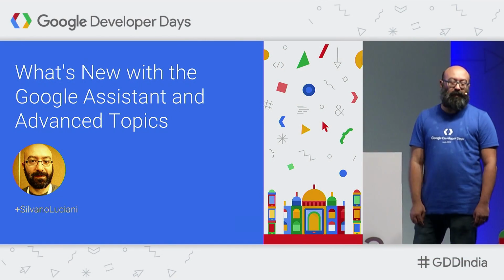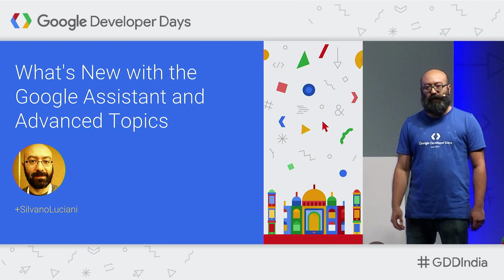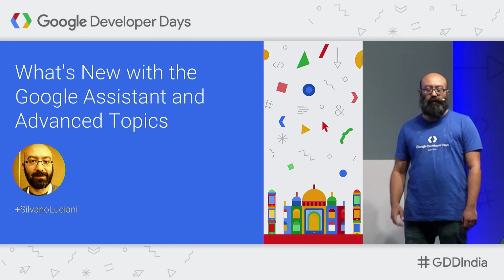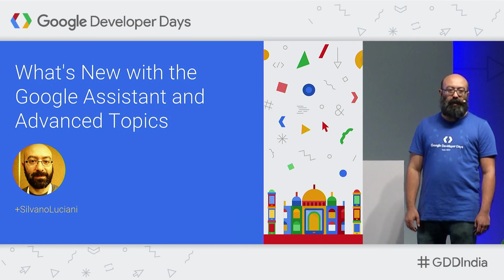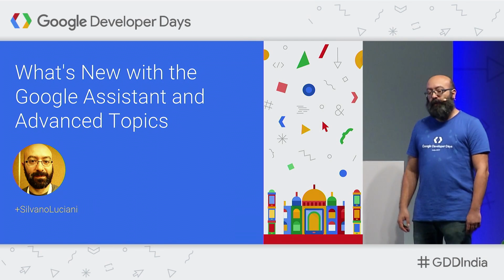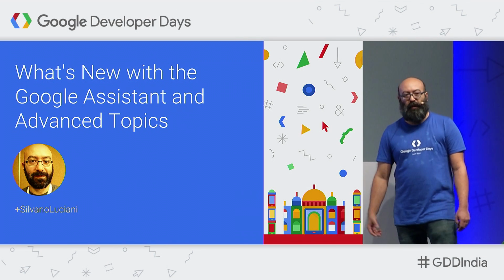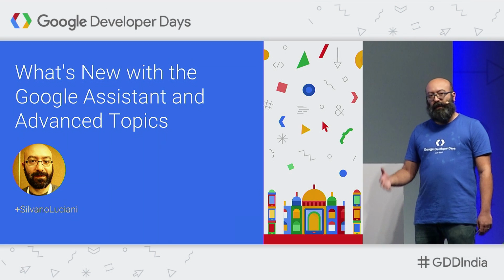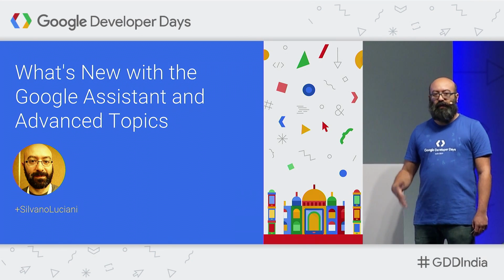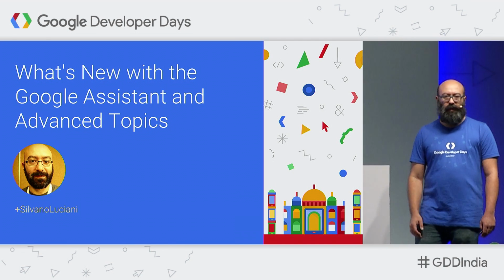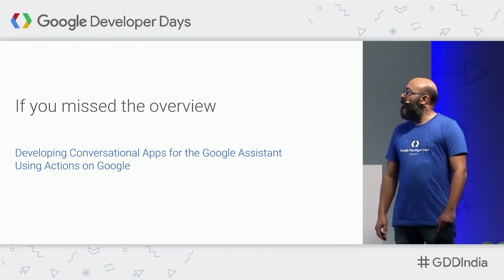My name is Silvano. I'm a developer programs engineer on the Actions on Google and Google Assistant Developer Relations team. And what we're going to see in the next 20 minutes or so are some of my favorite features, things that we added to Actions on Google since we announced it almost a year ago.